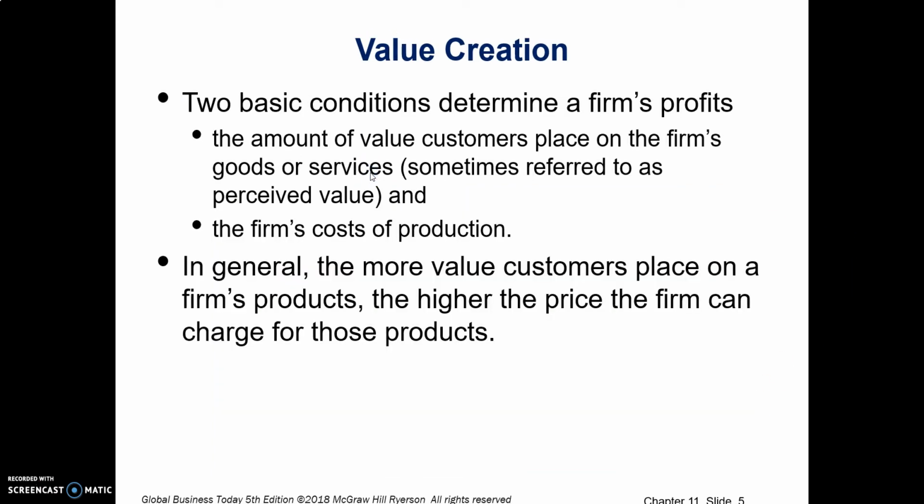Two basic conditions determine a firm's profits. Basically, the amount of value customers place in the firm's goods or services, sometimes referred to as perceived value. So as long as you're adding some perceived value, then of course you can charge more and you're going to increase your profits. Or the firm's cost of production. The lower your cost of production, the more profitability you can achieve. Of course, the more value customers place on that firm's products, the higher the price the firm can charge for those products. So that's one of the conditions.